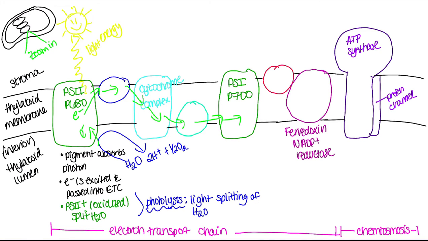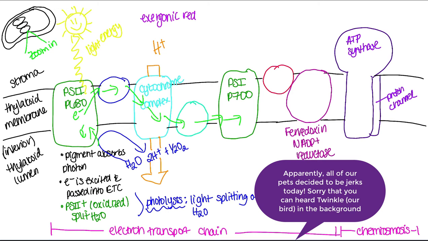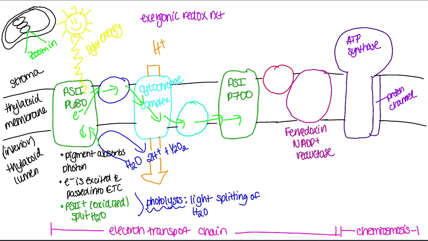Now, as these electrons are passed through the electron transport chain here, you'll notice that we also labeled the cytochrome complex. The reason we gave the cytochrome complex a name is because it plays a very important role: it pumps protons into the lumen. So as we have redox reactions that are occurring, those are exergonic redox reactions. And again, this comes from as the electron is passed through the electron transport chain.